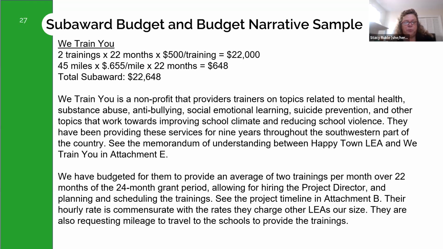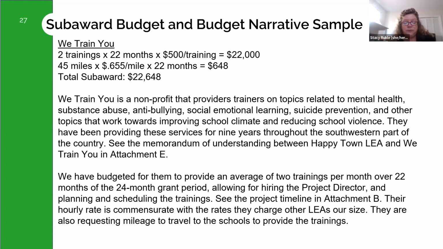Okay, so we have a hypothetical subawardee called We Train You. They're only asking for mileage and for the amount of trainings that they're going to do. And I describe who We Train You is, what sort of things that they do, how long they've been doing it to justify, this is why we picked them. You may have more detail here for why you picked a particular subawardee. And I cite a memorandum of understanding that was created in attachment E. If you have not determined, well, I'll show you this as an example when we get to contract. So I'll hold that thought.